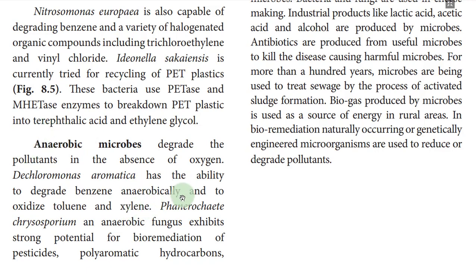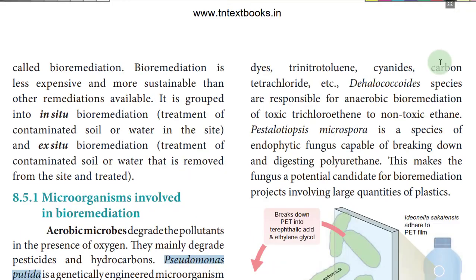So this is anaerobic respiration, which degrades the polluted substances, the pollutants, into normal form. Next is Phanerochaete chrysosporium, an anaerobic fungus which exhibits strong potential for degrading pesticides, polyaromatic hydrocarbons, dyes, cyanates, carbon tetrachloride, and all these byproducts of pollutants, which will be degraded by means of fungus. Next is Staphylococcus species, which is responsible for anaerobic bioremediation of toxic trichloroethane to non-toxic ethane. So the trichloroethane pesticide we use will be converted into non-toxic ethane by Staphylococcus species.